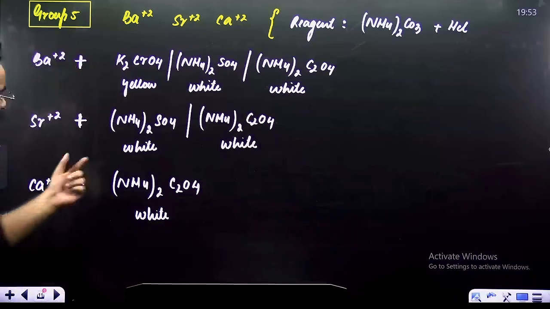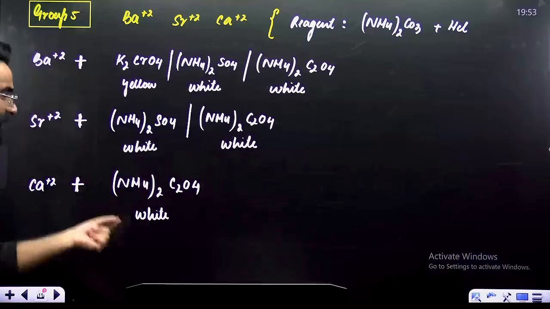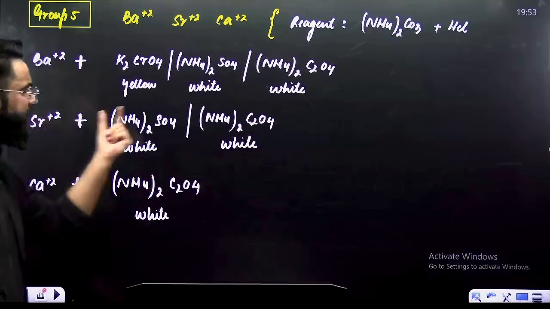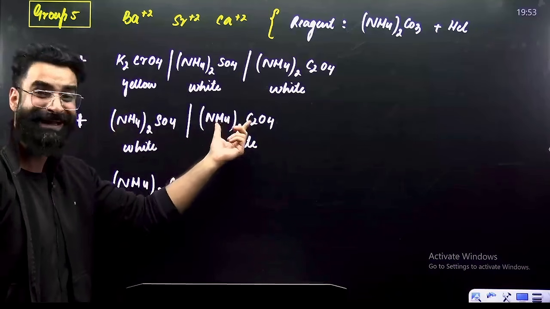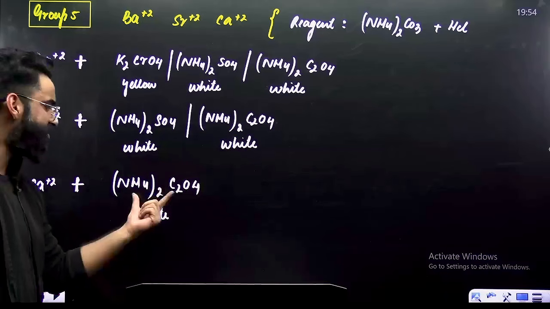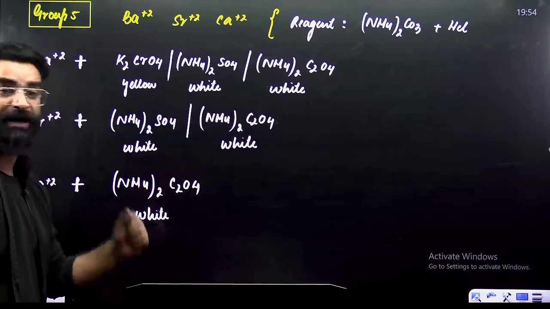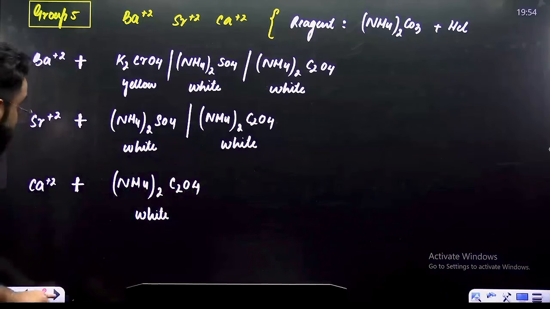Similarly, Sr²⁺ on reaction with this particular substance, your ammonium sulfate, you get white color, right? White colored precipitate. Similarly, Sr²⁺ on reaction with this particular substance, which is basically ammonium oxalate, you get a white colored precipitate also. Calcium Ca²⁺ on reaction with ammonium oxalate, what do you get? You get a white colored precipitate here also. These are again the important ones which you have to remember.